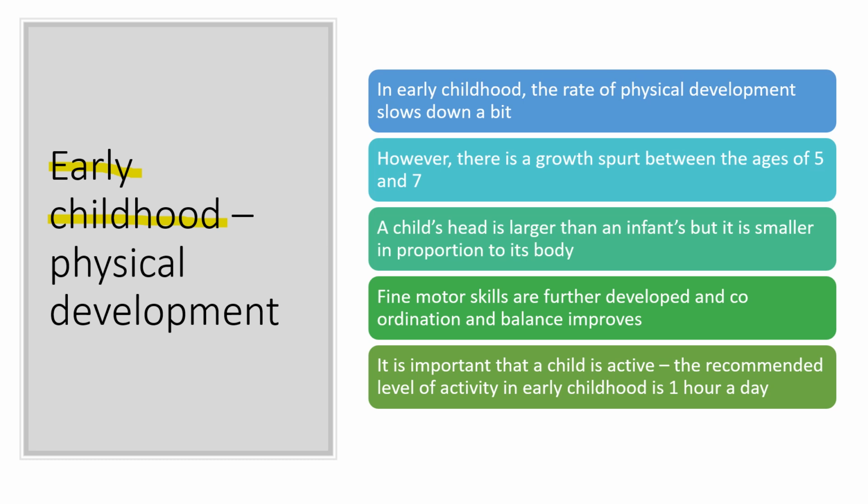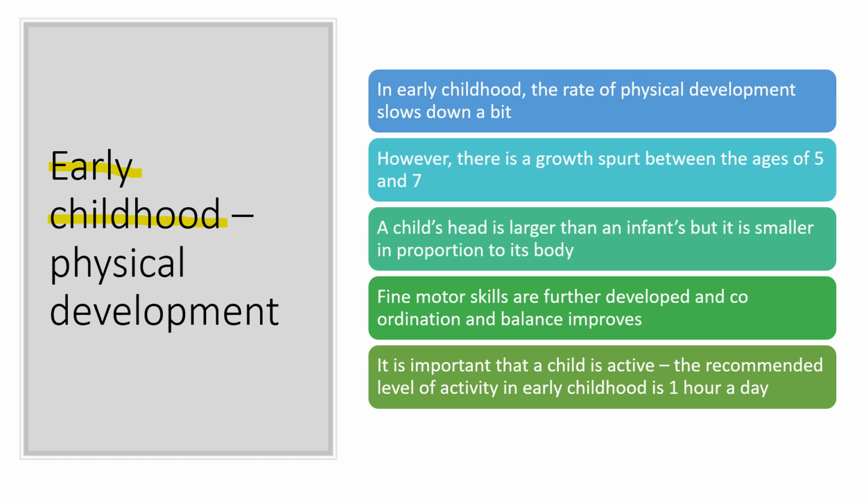So in early childhood, the rate of physical development does slow down a little bit. However, physical development is still happening. There is a growth spurt between the ages of 5 and 7, but in fact, throughout early childhood, so between the ages of 3 and 8, there is significant physical growth. A child's head continues to be larger than an infant's, but is smaller in proportion to its body, so it's starting to look more proportional to the body.